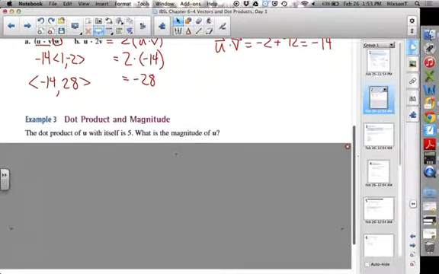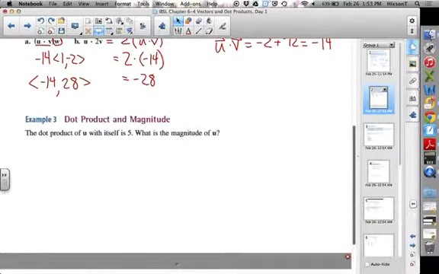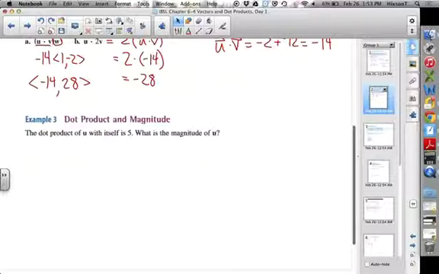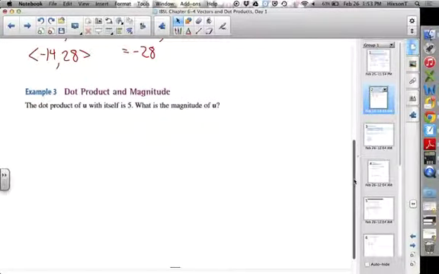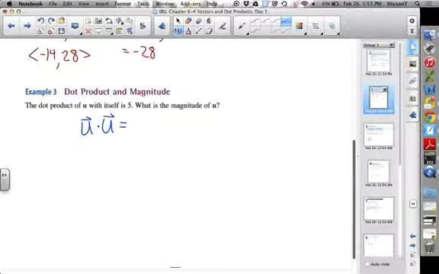All right, let's take a look at another one here. It says the dot product of u with itself is 5. That means u dot u equals 5. How does that relate to the magnitude? That's our magnitude squared. So the magnitude must be the square root of 5.